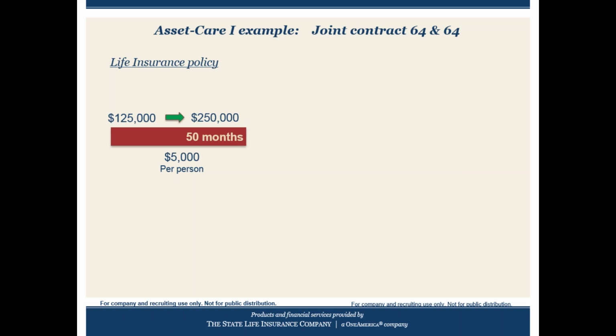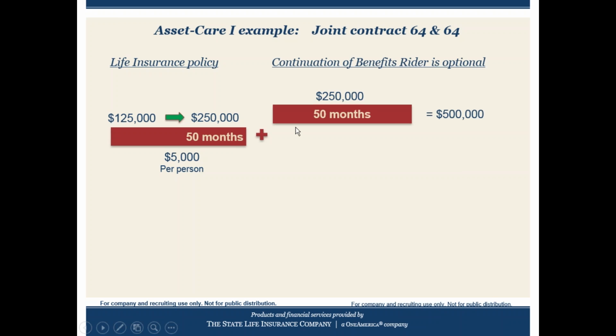They want more, and this is where we're very different than the rest of the field. They can get more long-term care coverage in the form of a rider. We call this rider the COB, or the continuation of benefit rider. So they have two options. They can get more long-term care expense coverage, and their first option is to get another amount equal to the death benefit, or in this example, another $250,000.